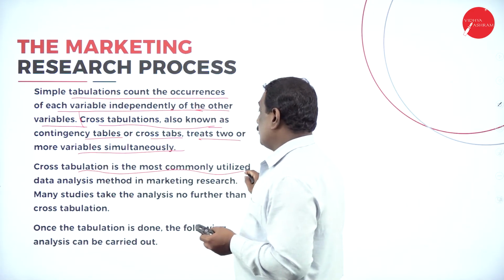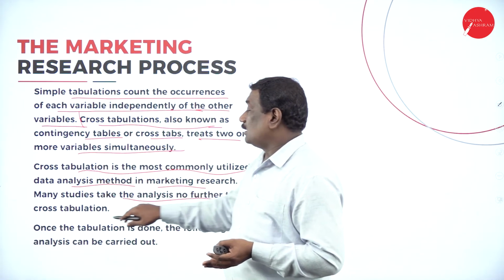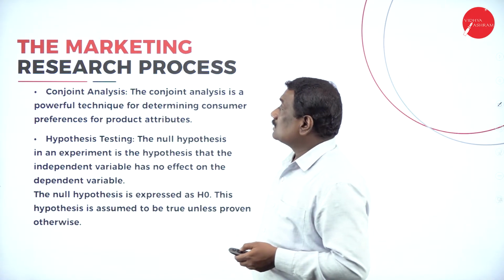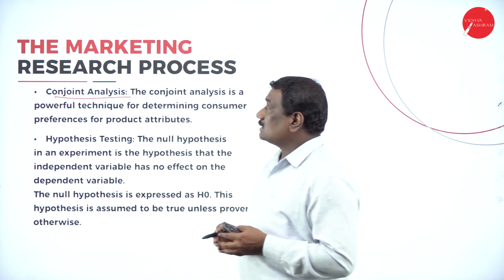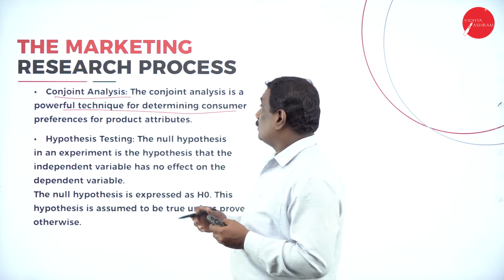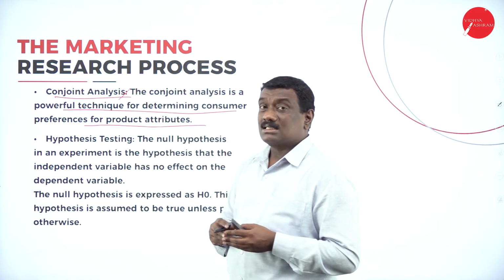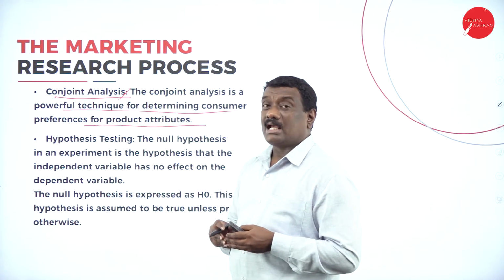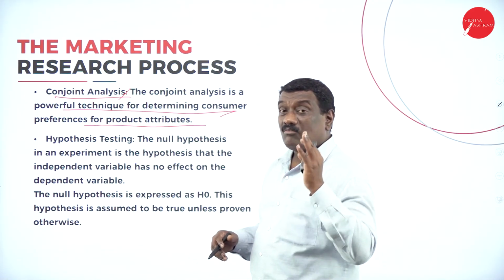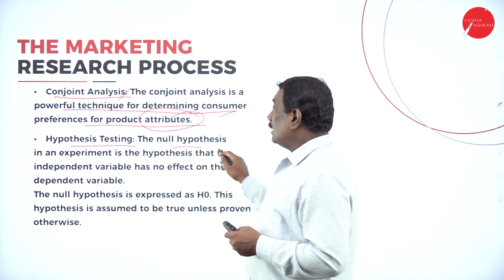Cross tabulation is the most commonly utilized data analysis method in marketing research, and many studies take the analysis no further than cross tabulation. Once the tabulation work is done, further analysis can be carried out, such as conjoint analysis. It is a powerful technique for finding out consumer preferences for the product or the product attributes.